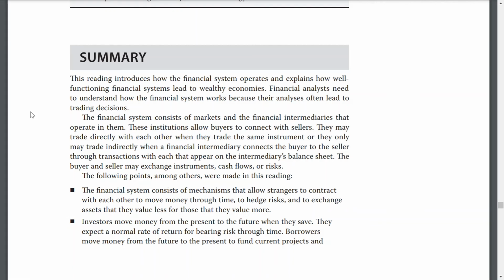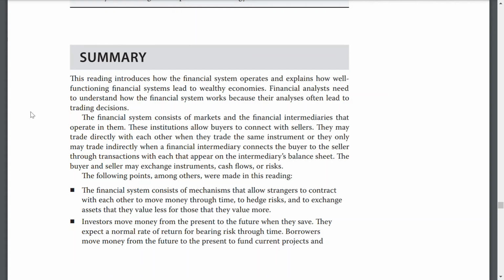The financial system consists of markets and the financial intermediaries that operate in them. These institutions allow buyers to connect with sellers. They may trade directly with each other when they trade the same instruments, or they may trade indirectly when a financial intermediary connects a buyer to a seller through transactions with each that appear on the intermediary's balance sheet. The buyer and seller may exchange instruments, cash flows, or risks.